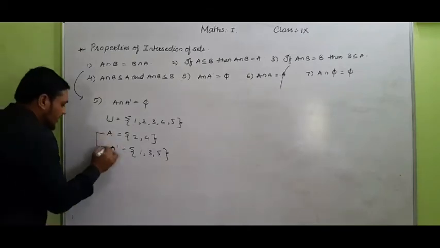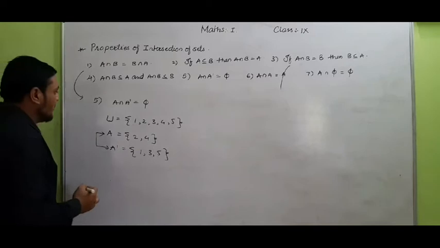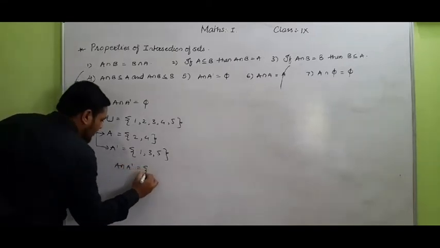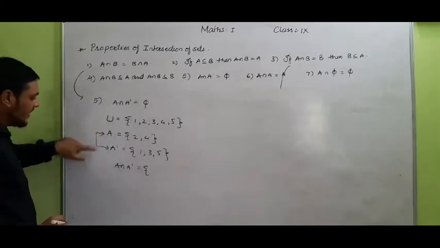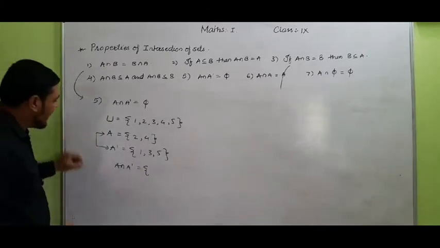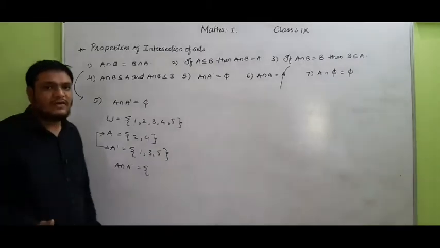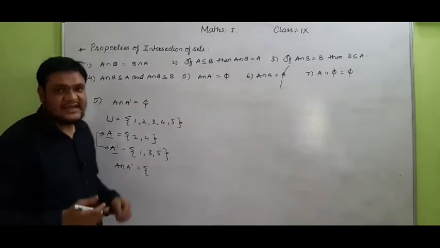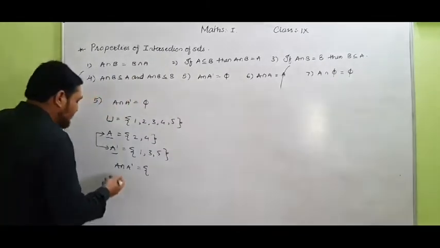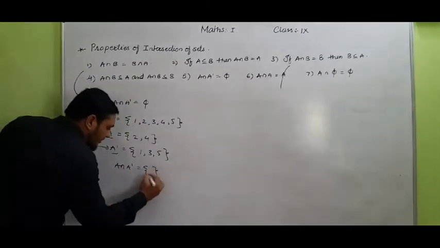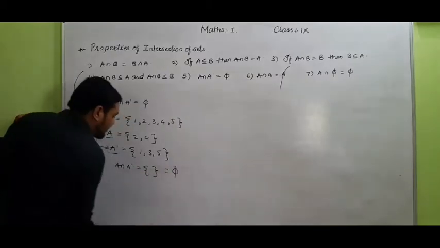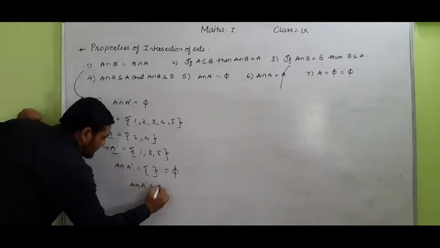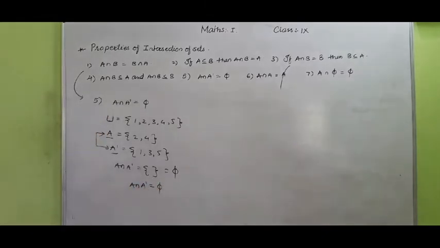Now we have to take the intersection of these two sets. According to the definition of intersection of two sets, A intersection A complement will contain all those elements which are common in A and A complement. If you observe set A and A complement, these sets do not contain any common element. That is why we can say that A intersection A complement is the empty set, that is phi. So this proves the fifth property, that A intersection A complement is equal to phi, the empty set.